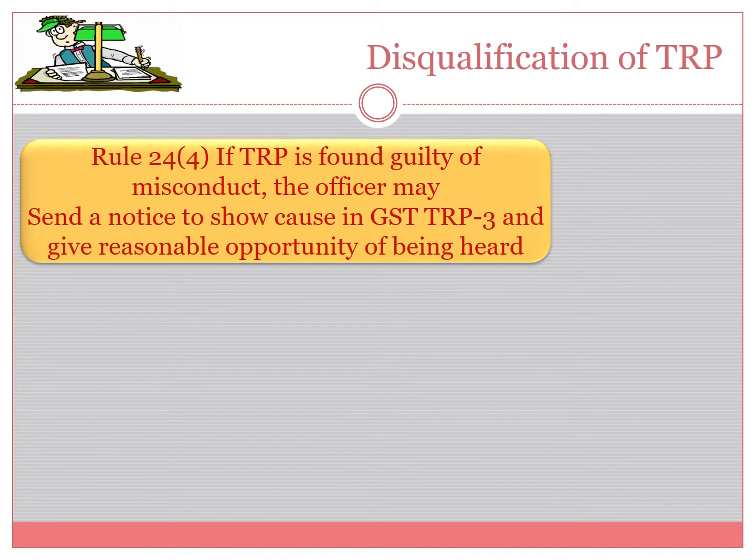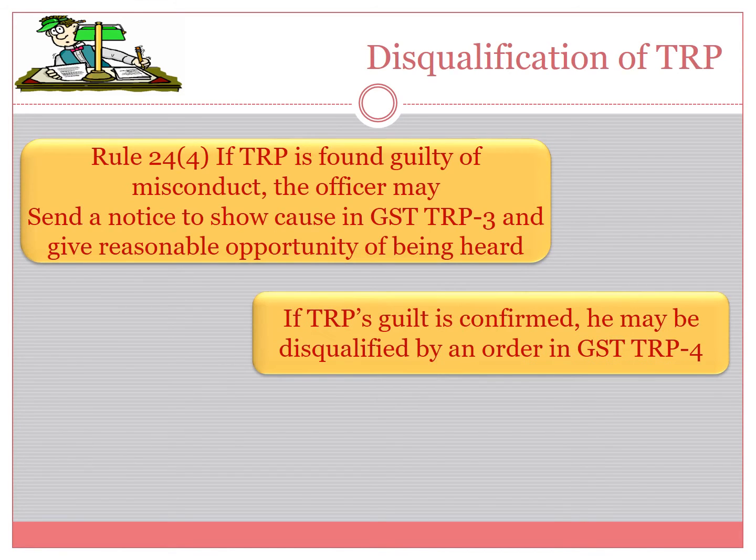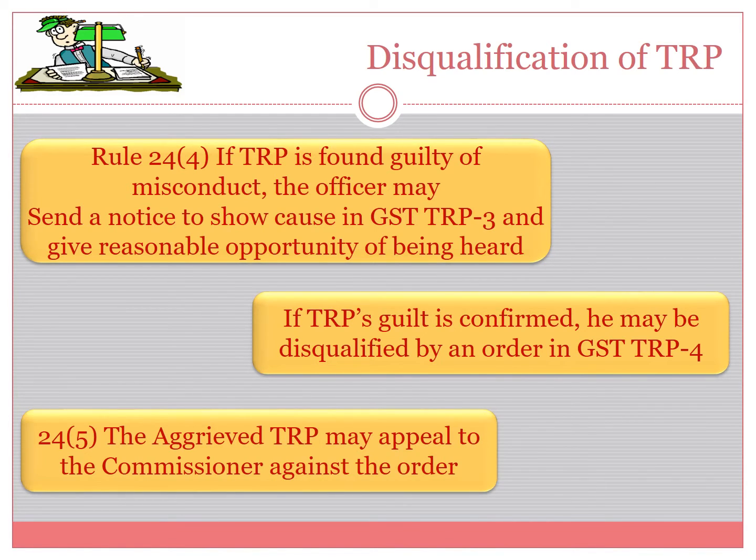Under Subrule 4, if any TRP is found guilty of misconduct in connection with any proceeding under the Act, the officer may give him a notice to show cause against such disqualification in Form GST TRP 3 and give him a reasonable opportunity of being heard. If the TRP's guilt is confirmed, he may be disqualified under Section 34 by an order in Form GST TRP 4. Under Subrule 5, the TRP may within 30 days appeal to the Commissioner against the order.